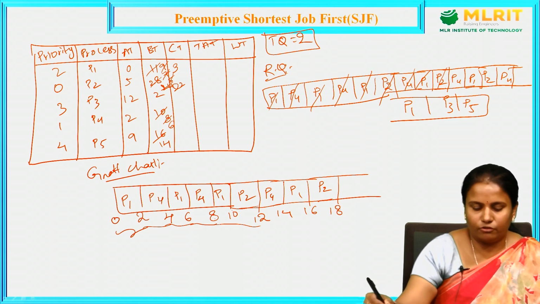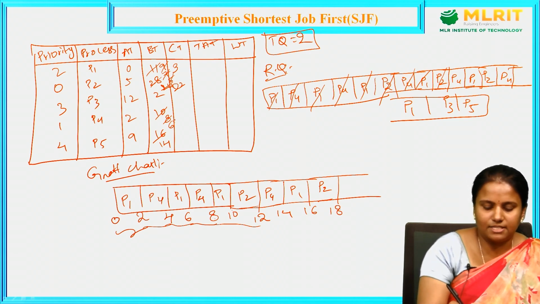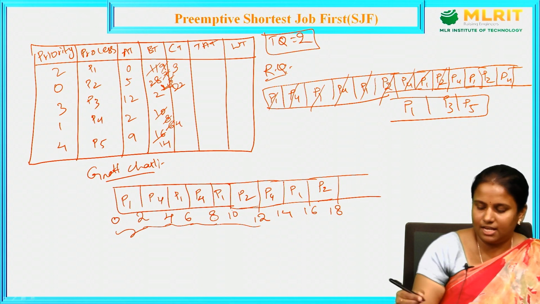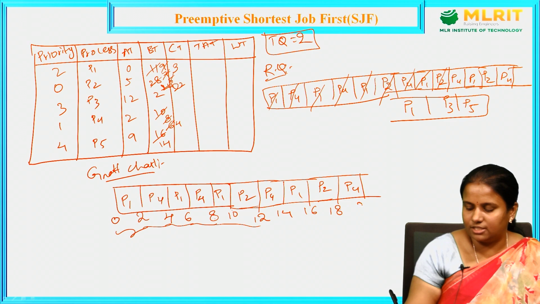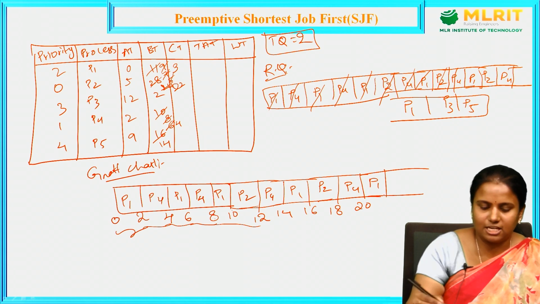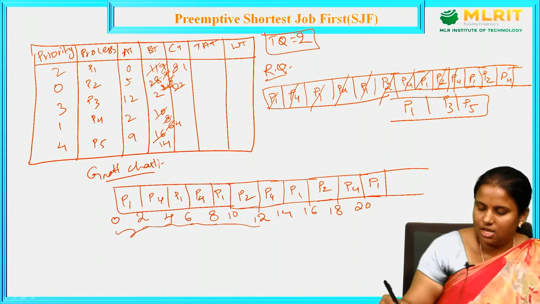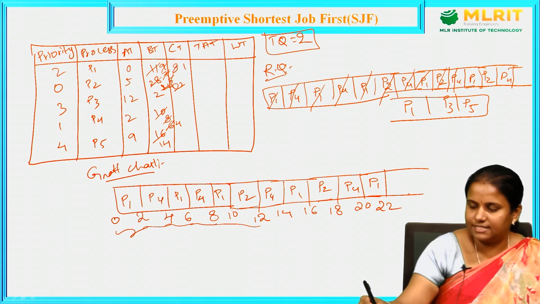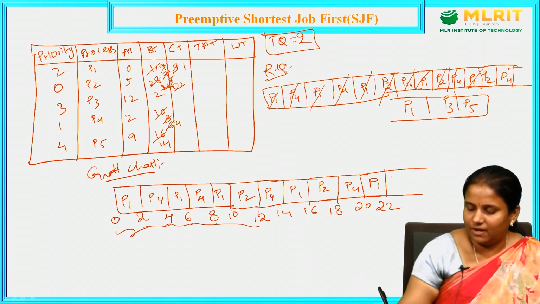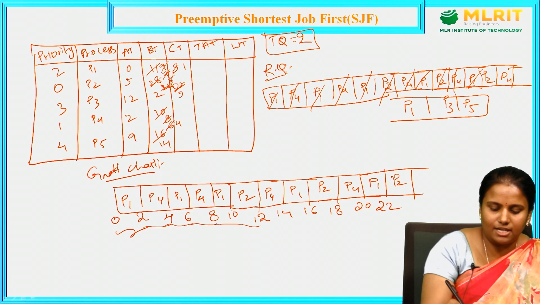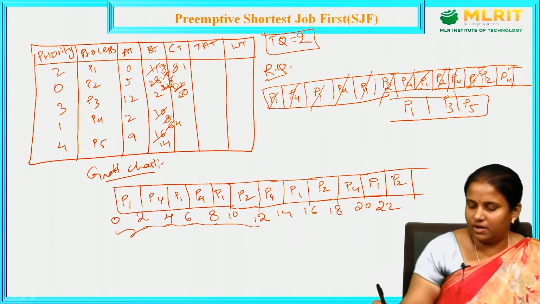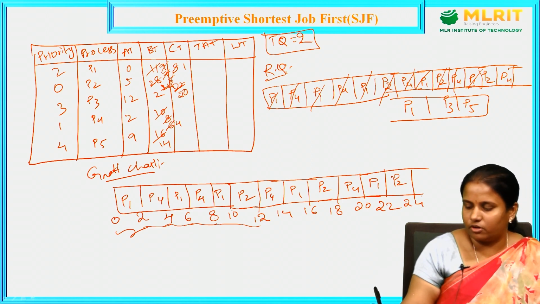Next P4. P4 has burst time 6. Reduce the value, remaining is 4. So P4, now 18 plus 2 is 20. And next P1 is waiting. P1 with the burst time 3. So 1 is remaining. So 22. Next P2 is waiting, with the burst time 22. 22 minus 2 is 20. Still 20 is remaining. So 24.